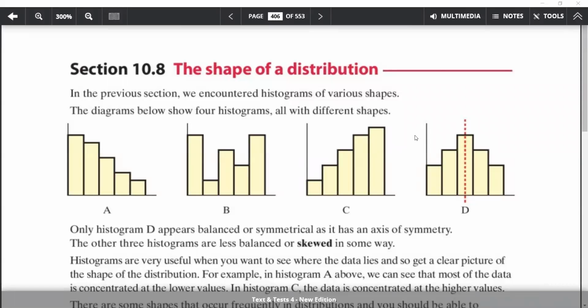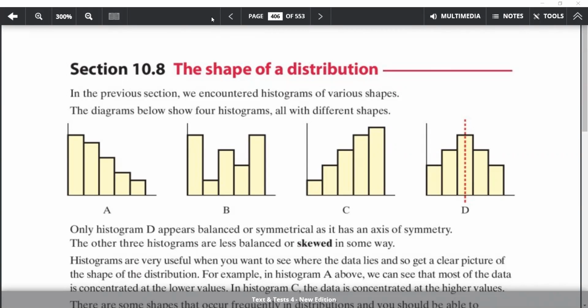Hi everyone, we're on text and test 4 here, page 406. We're looking at the shapes of distributions, okay? And this is a type of language and a way of talking about data that you need to develop. It can feel a little bit woolly at first, but you do need to be able to speak about the shape that a distribution has.